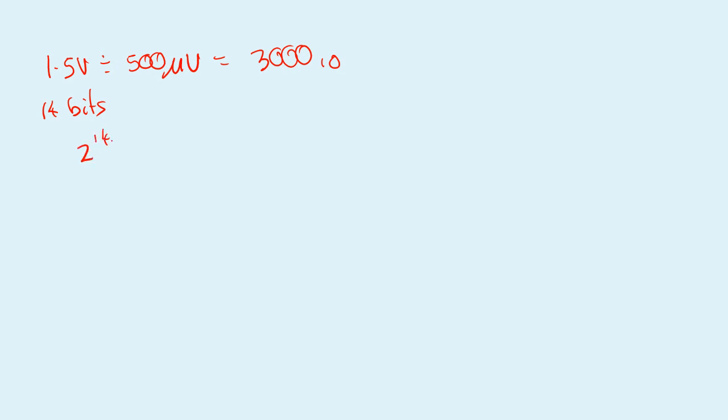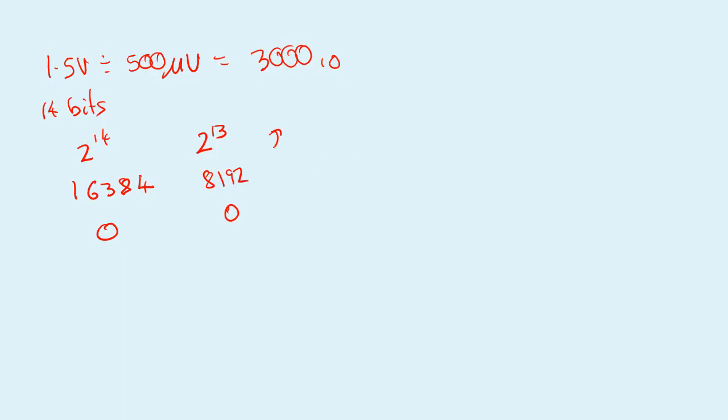So 2 to the 14 is a very big number. 16,384. We don't need any of those. 2 to 13. 8,192. Again, too big, so that's going to be a 0 in that binary value. 2 to the 12. It's 4,096. That's still too big. So we're going to start with 3 zeros.